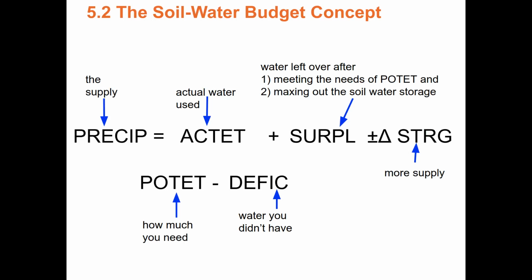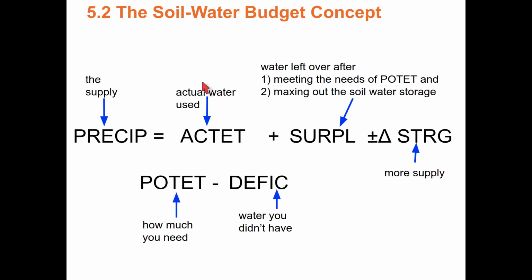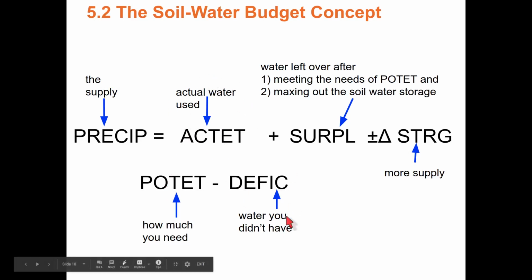Here we have the soil water budget equation. Precip, again, is the supply. Potet is how much you need. Actet is how much you actually used. Deficit is water that you needed that you didn't have.